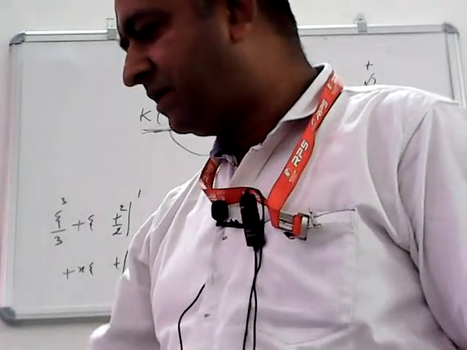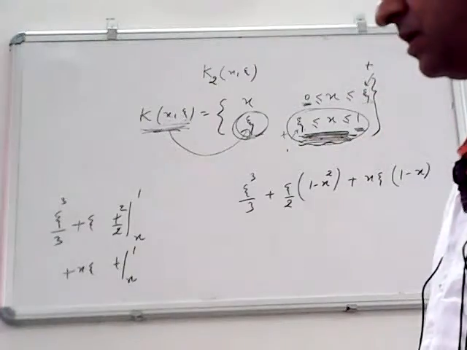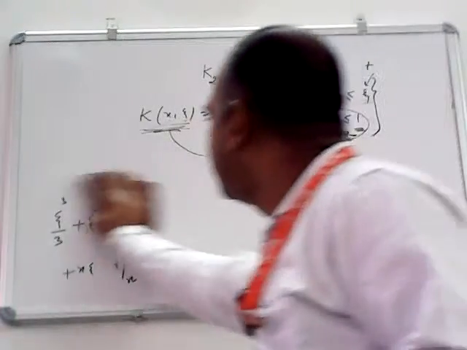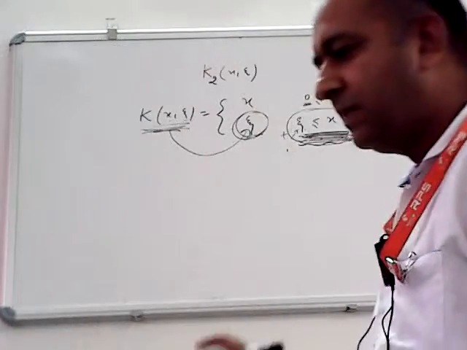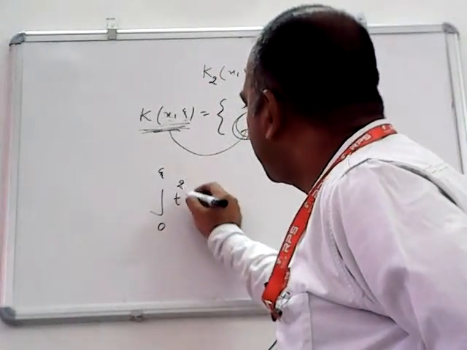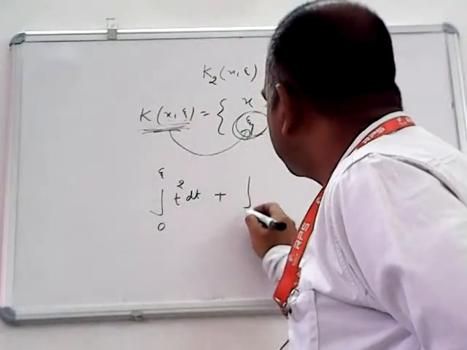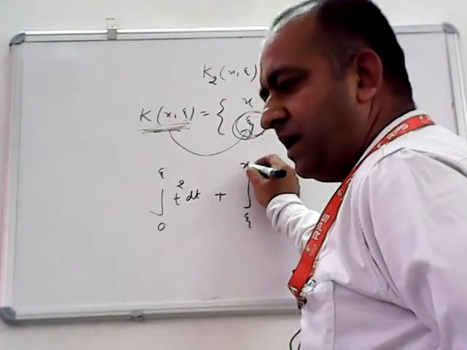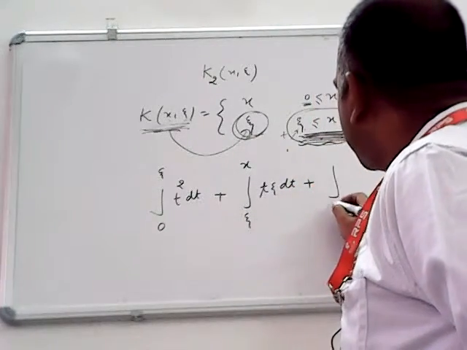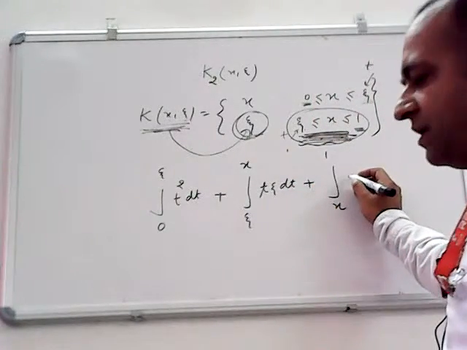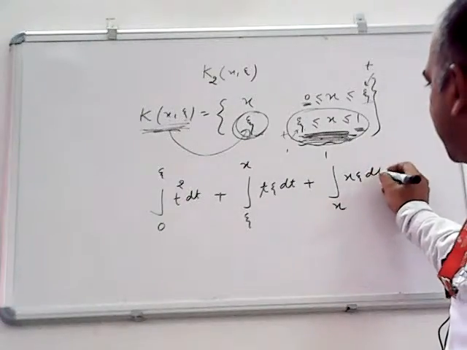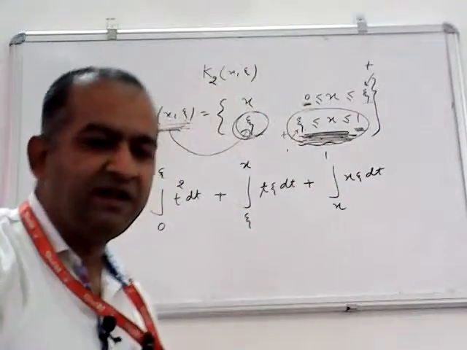There is a little bit of confusion in the case of limit. I am again writing the integration. We have 0 to xi t square dt, then xi to x t into xi dt plus x to 1, and at this position x xi dt. We have to solve these three integrations.